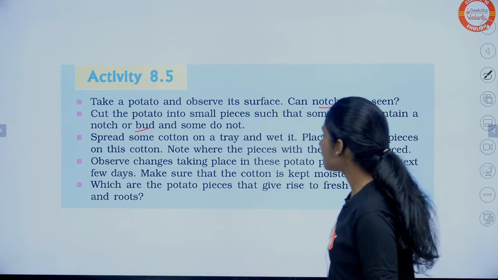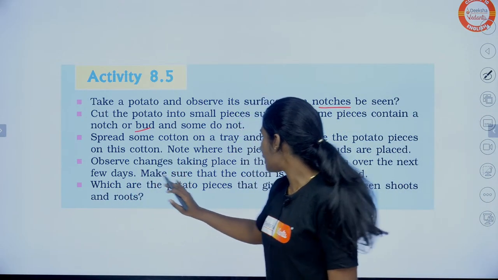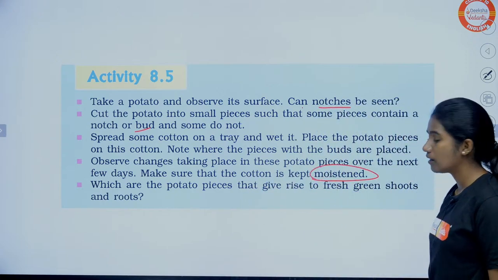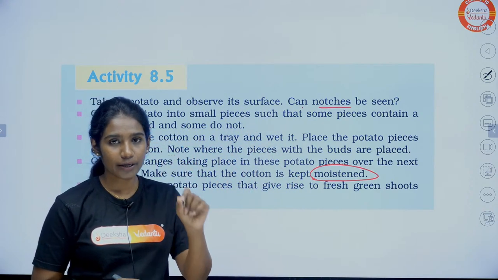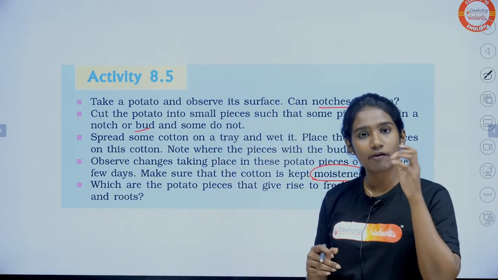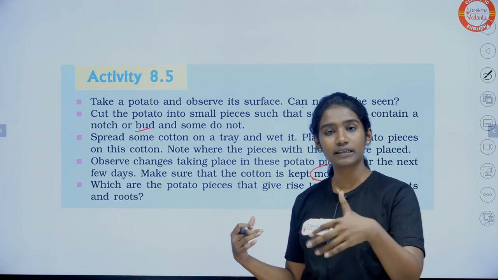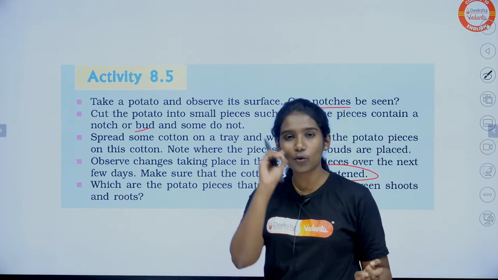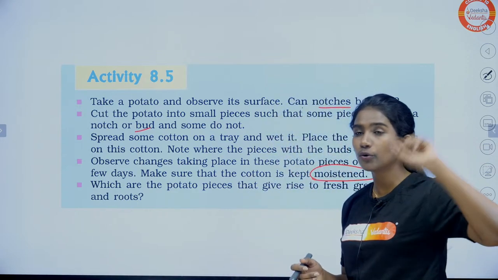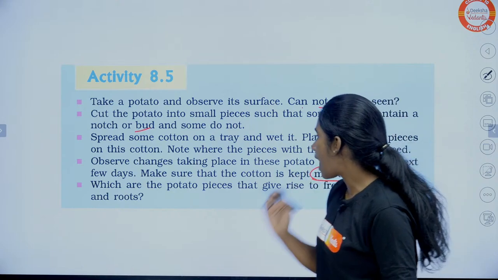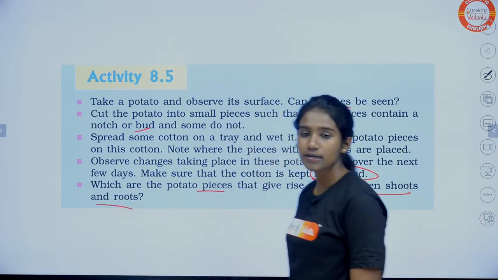Observe the changes taking place in these potato pieces over the next few days, and make sure that the cotton is kept moist. What we are doing is cutting a piece of potato having a bud and placing it on cotton which is a bit moist. Leave it for some days. After some days you will notice growth. That bud will grow into a green shoot-like structure. Now, which potato pieces give rise to fresh green shoots and roots is the question.